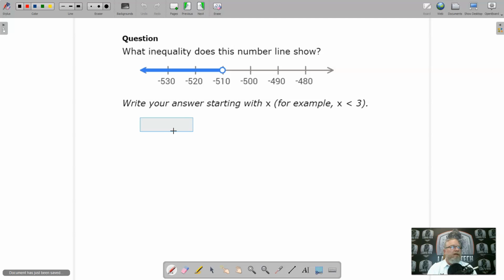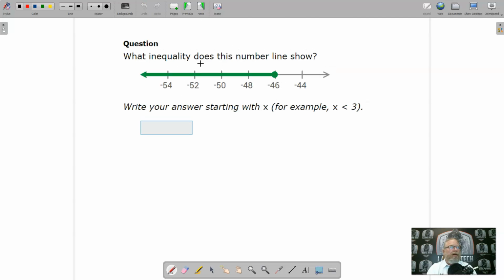On the next one, type your x. Let's select our symbol from underneath. We'll click on it. Well, this is pointing to the left, so it's all the numbers that are less than, so we'll click that. Should it be open dot or closed? Well, it's an open dot, so we're not going to use the equality concept. And now the point that's plotted is negative 510. x is less than negative 510.